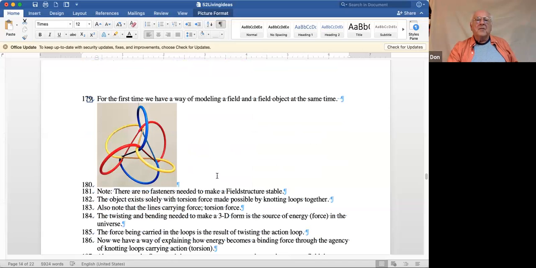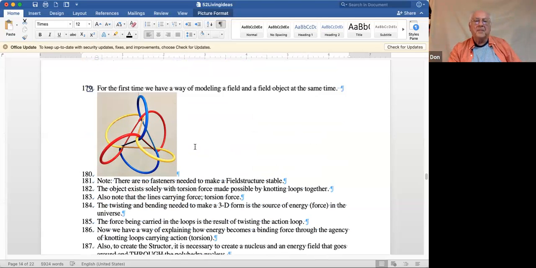Okay. For the first time, we have a way of modeling a field, and that's the goal that we set out in the beginning. We want to have a unified field theory, but we got to have a structural geometry that will give us that unification. And this is what we found that could do that, this system of structure.